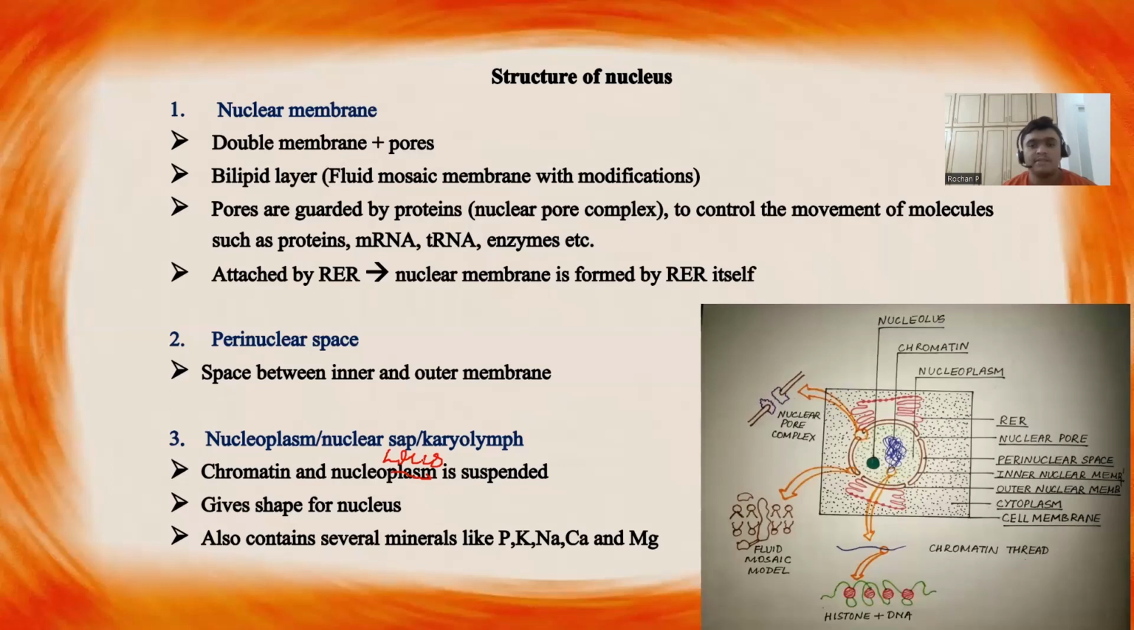What is the main function of the nucleoplasm? Just like how cytoplasm gives shape to the cell, similarly, nucleoplasm is going to give shape to the nucleus itself. Okay, so that is about the nuclear membrane, perinuclear space, and nucleoplasm. So we completed the outermost part and the fluid part. Next, let us look at the two important structures, that is nucleolus and chromatin.